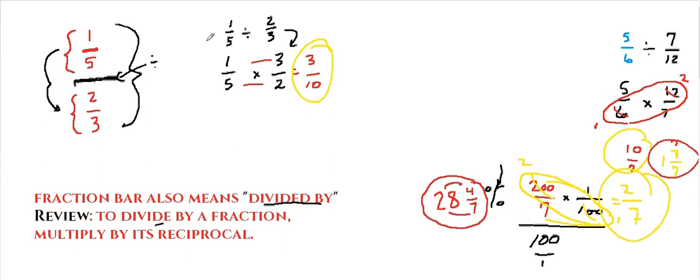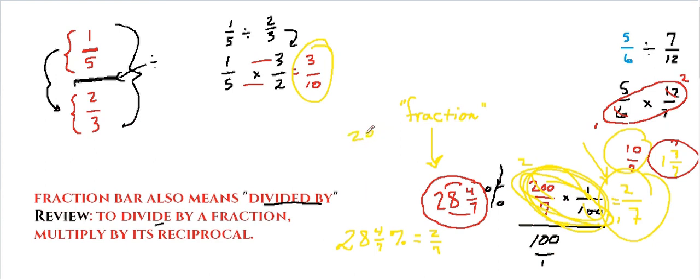2/7. The directions on this one were to change the percent into a fraction. Have we done this? This looks like a fraction. So we've changed 28 and 4/7 into a fraction, and what that ends up looking like is 2/7. Is it in lowest terms? Yes, because we did this part. Otherwise, you'd have 200 over 700, and you'd have to divide that out, which isn't hard. If you hadn't canceled, you could have just crossed out the zeros later. But we've got that done already.